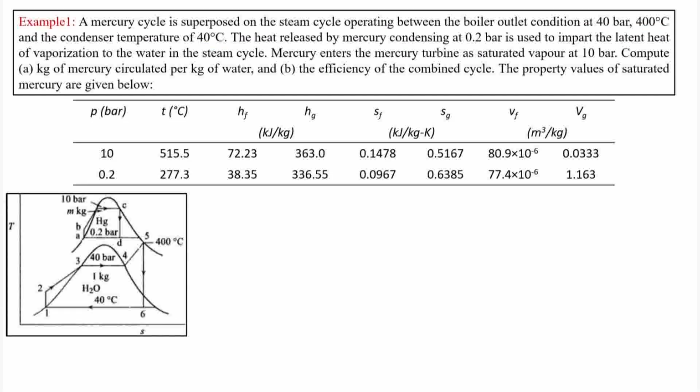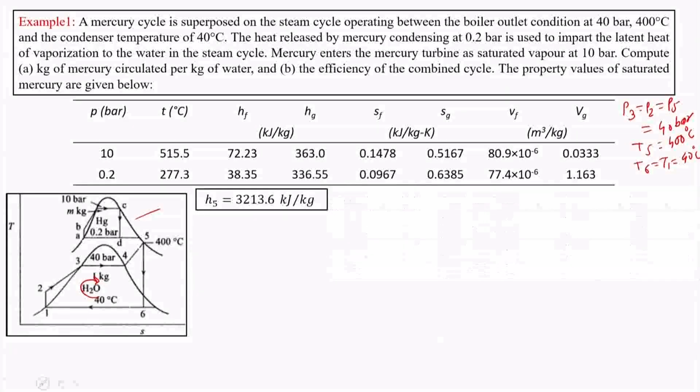Knowing this, this is our diagram, which states that we have water as the bottoming cycle and mercury as the topping cycle. We are given the fact that P3 is equal to P2 is equal to P5 is equal to 40 bar. We are also given that T5 is equal to 400 degrees Celsius, and we are told that the pressure is such that the temperature T6 is equal to T1 is equal to 40 degrees Celsius.